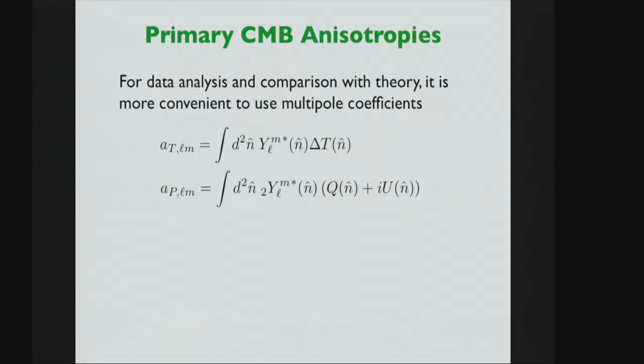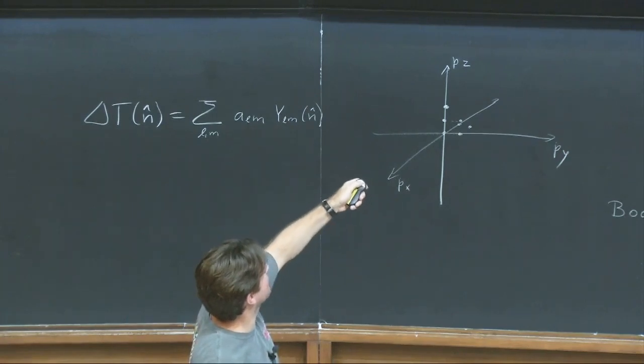So delta T is a function on the two-sphere. The natural thing you do in physics when you have functions on the two-sphere is expand them in terms of spherical harmonics, which are the eigenfunctions of the Laplacian on the two-sphere. So you can write ALM, integrating delta T against YLM of n hat, to get the ALM out. I'm sure you've seen these kinds of things before. So you have these multipole coefficients for temperature.